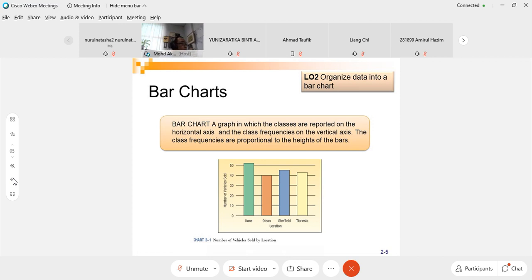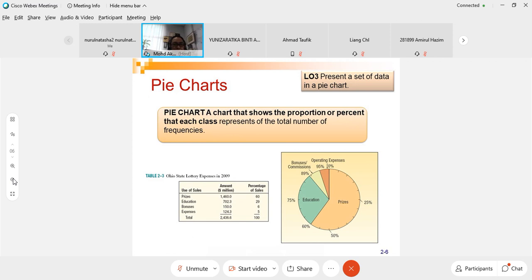Terima kasih Yuni. This one they call bar chart. Okay, sekarang kita dah belajar 2 type of chart. Pertama tadi frequency table. Number 2 is bar chart. Okay, kita pergi ke next, pie chart. This one pie chart.